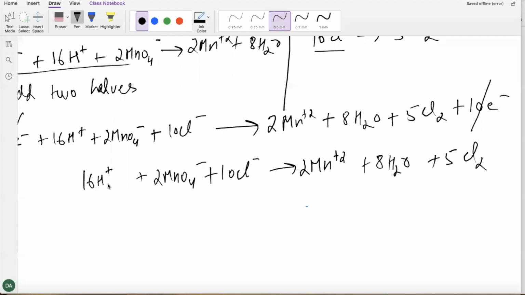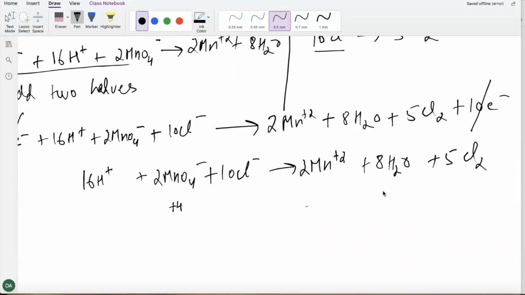This is plus 16. How much is this, guys? Minus 2. This is minus 2, and this is how much? Minus 10. Yes, so minus 10 and minus 2 is minus 12, and this is plus 16. So what's the charge on this side? Plus 4, right?